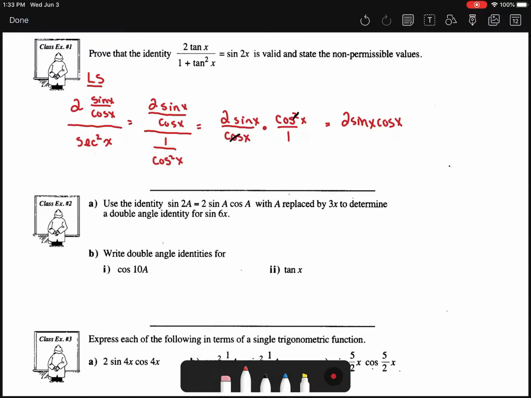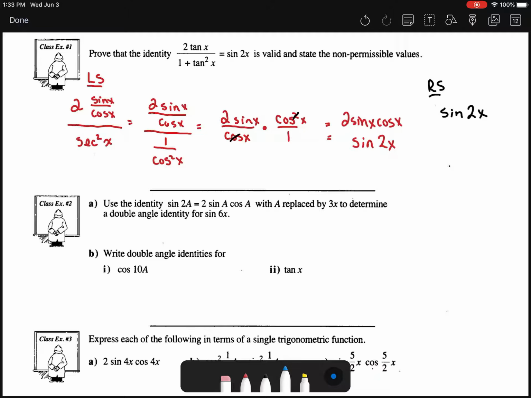So 2 sine x cos x, and if you take a look up at your double angle identities we just learned, 2 sine x cos x is equivalent to the sine of 2x. Which is, in essence, what we have going on the right-hand side. The right-hand side is the sine of 2x, so I don't have to do anything to that right-hand side.